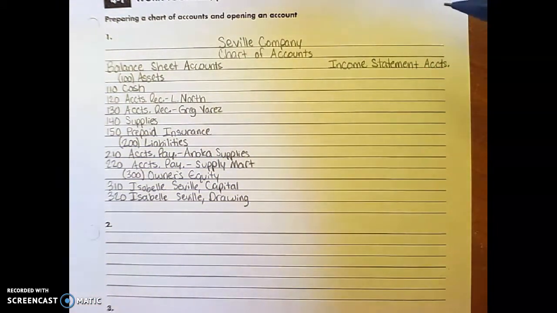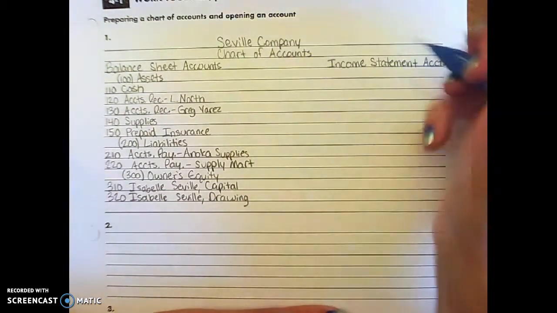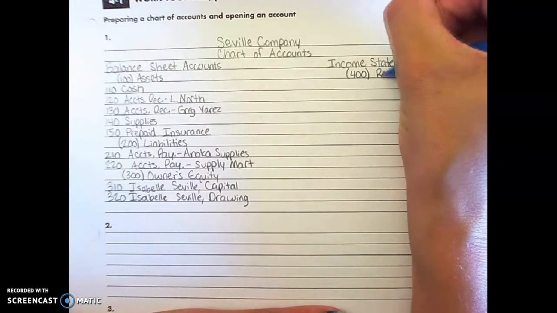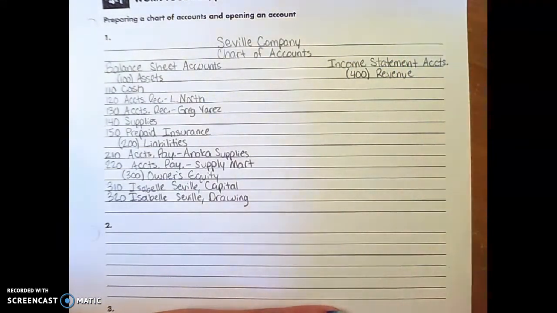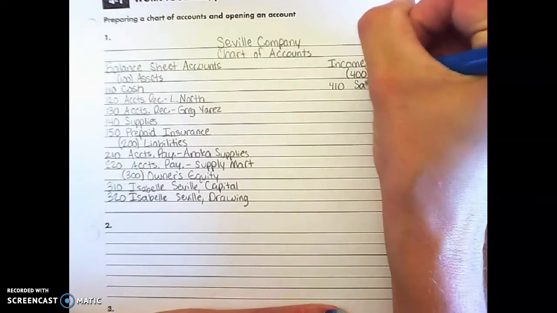We will then move on to our income statement accounts, and this will start off with our revenue, which will then go to 400. And we will put revenue. So looking at all the accounts that are given to us in the book here, we can find sales, and that is our only type of revenue. So we will put 410, and we will put sales.